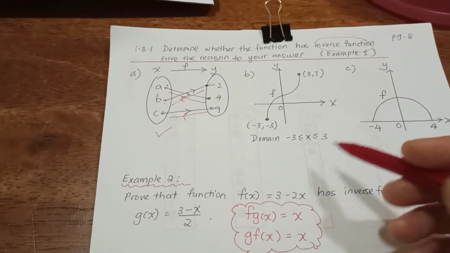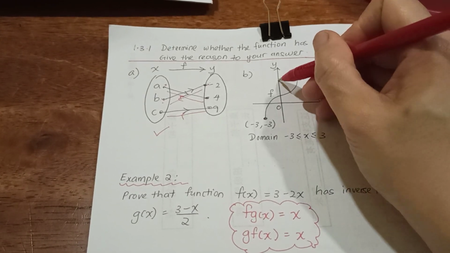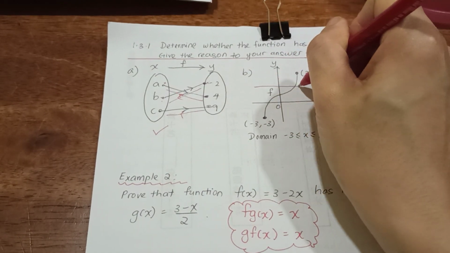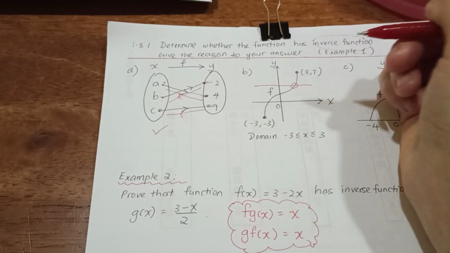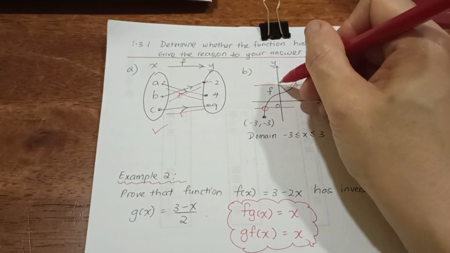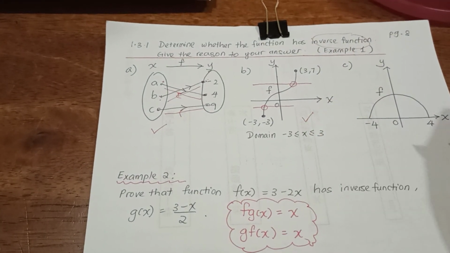How about this one? To determine whether it is an inverse function, meaning that from y we go back to x, you make a line here. See, is it touching at one point? If you make a line here, is it touching at one point? So meaning that one object goes to one image. Yes, this is an inverse function.